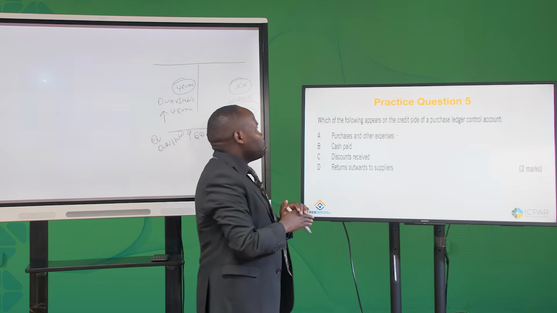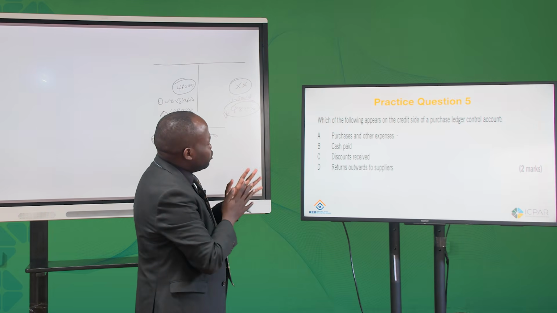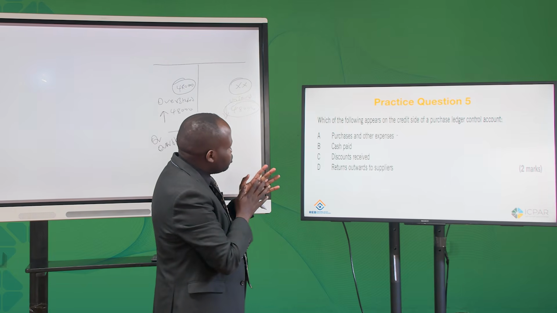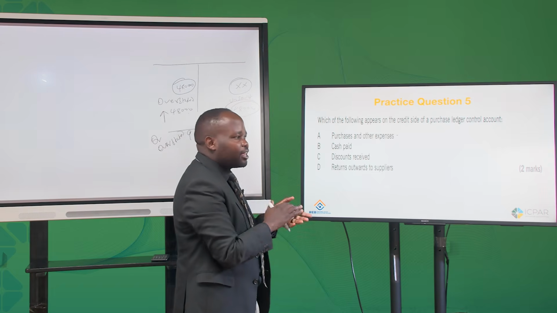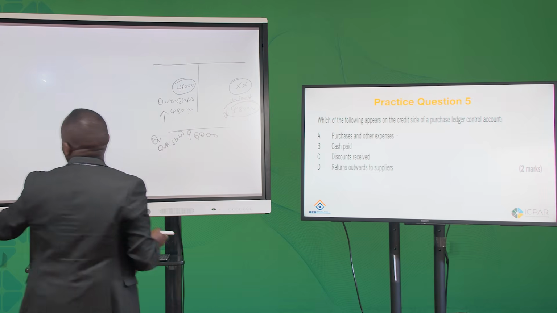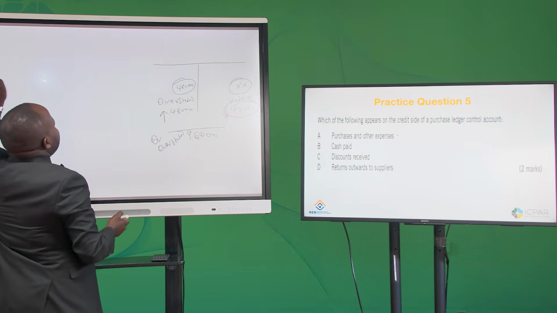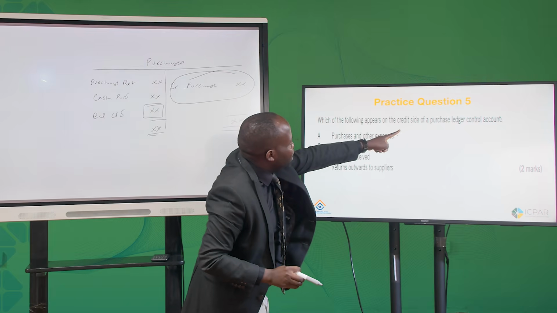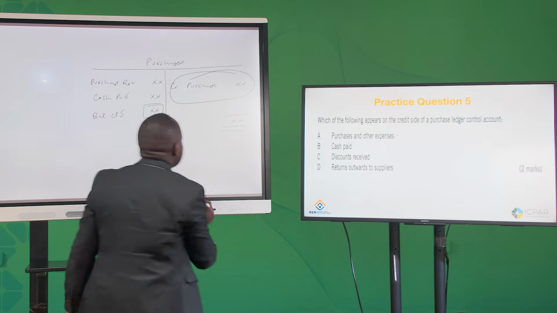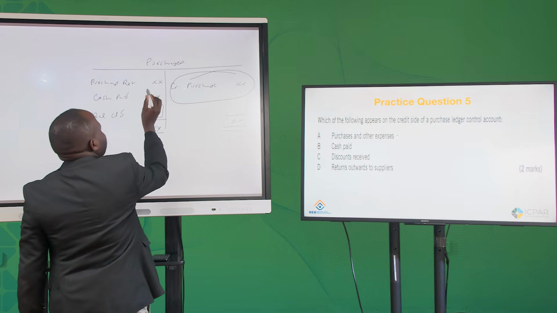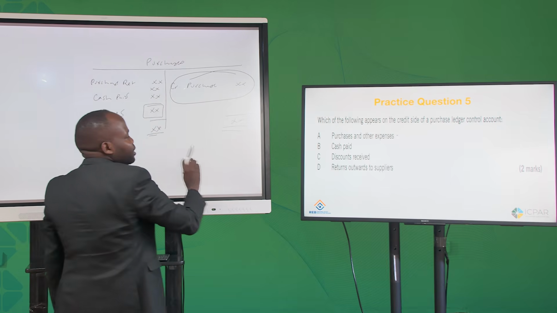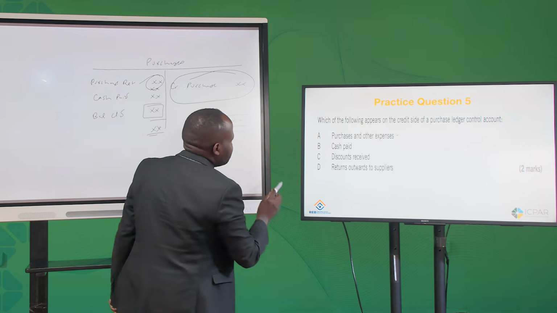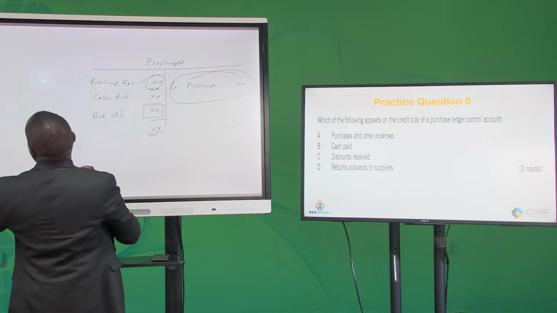Not really the last question. Which one of the following appears on the credit side of a purchase ledger control account? Of course, we had seen a ledger previously. Purchases, cash paid appears on the credit. If there is any discount received, it appears there. If there is return outwards, purchase return is the return outwards. So the correct answer is A.